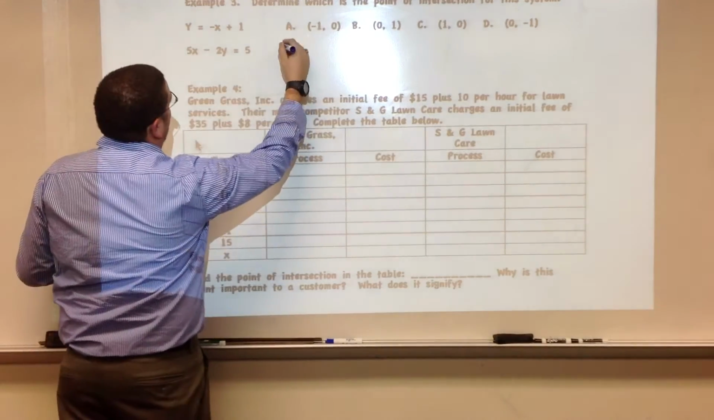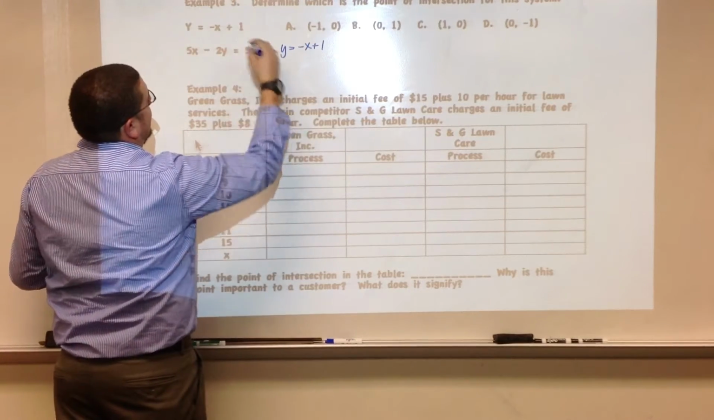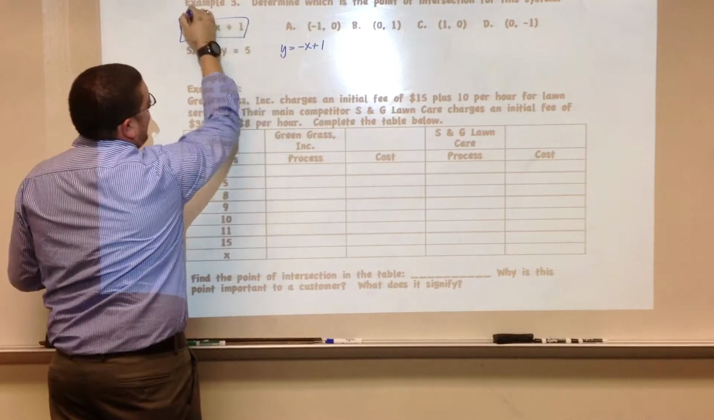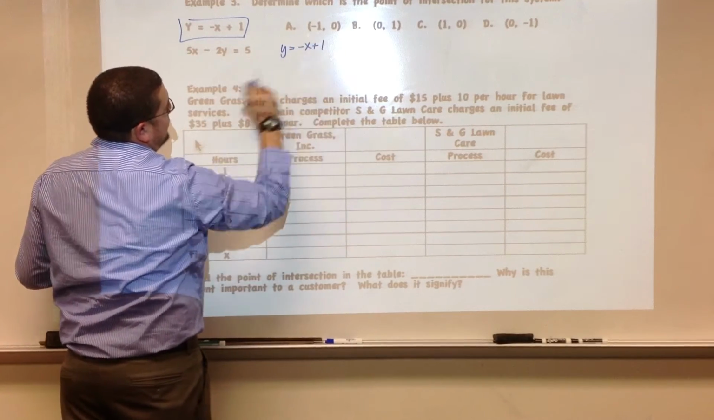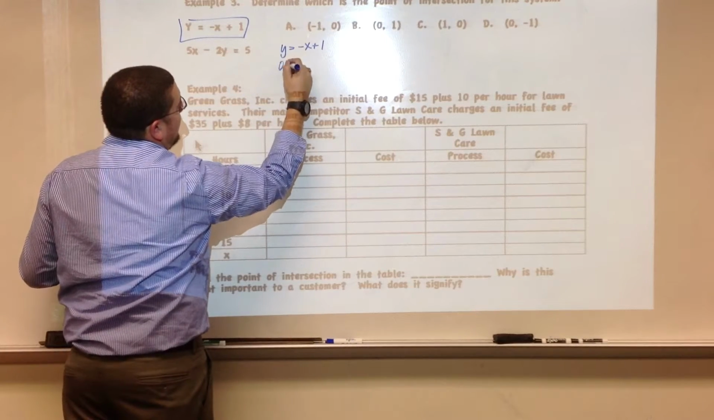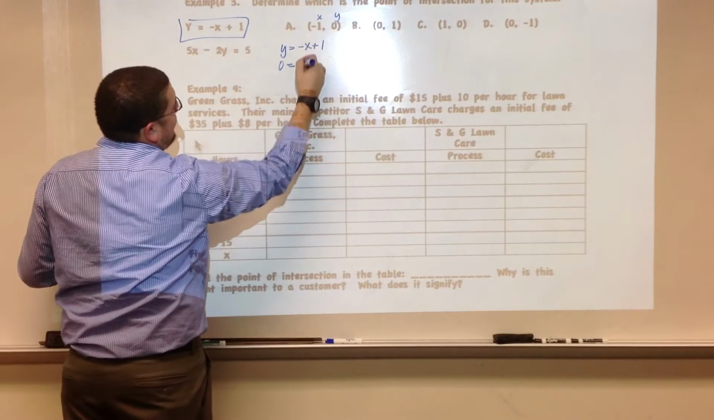So, I'll take y equals negative x plus 1. Okay? That's the first equation right here. I'm going to plug in a. So, instead of y equals negative x plus 1, I'm going to plug in 0 for y. This is x and y.